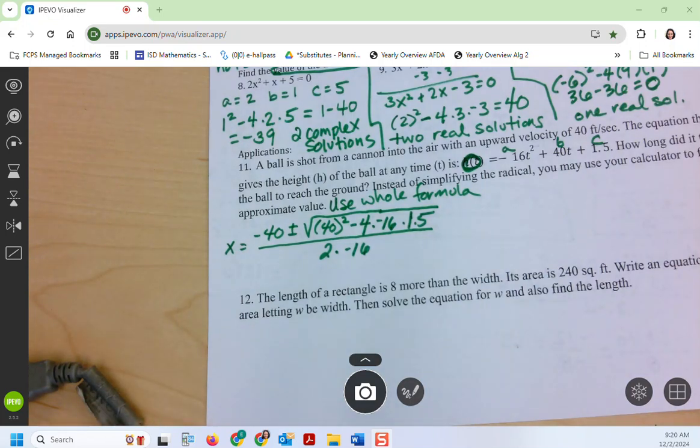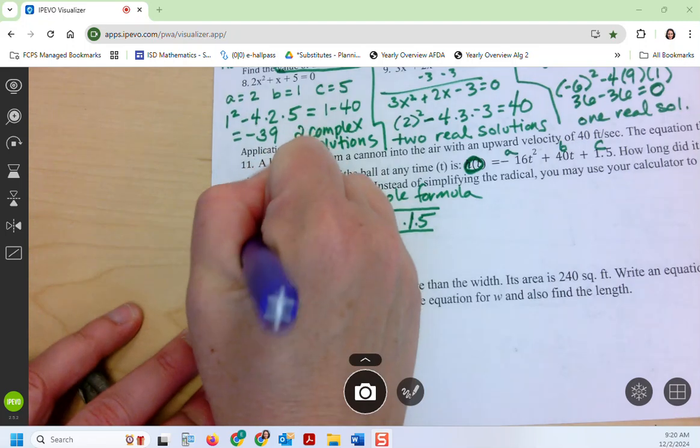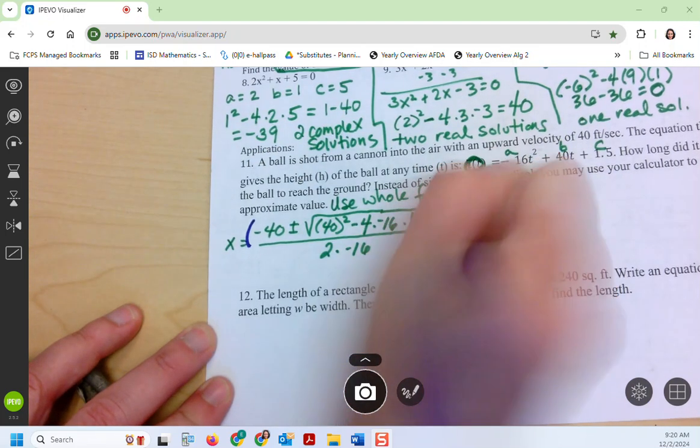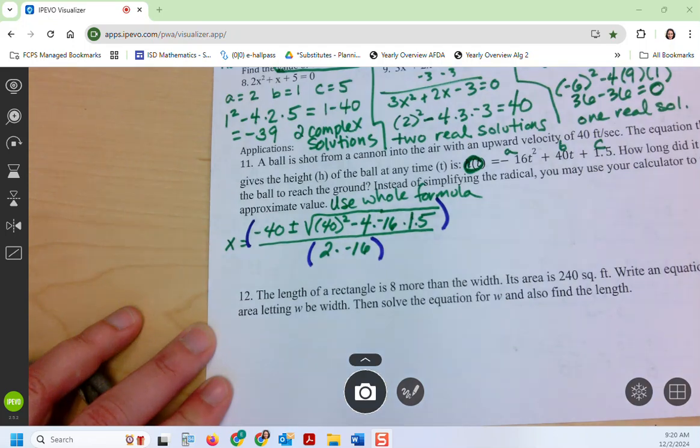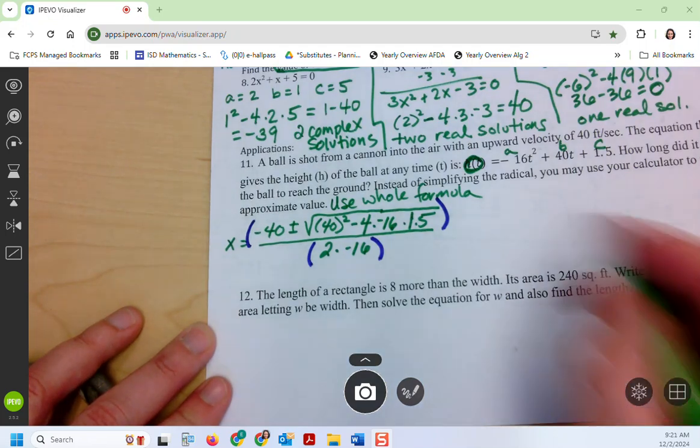All right, so I'm going to suggest that we put this whole thing in our calculator at once, but in order to do that, you need to hold the top together with a set of parentheses, and you need to hold the bottom together with a set of parentheses. And this is going to be really good practice for you to do this. If you just watch me type on my calculator, that is not good practice.